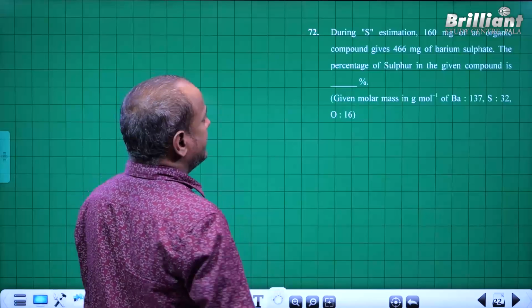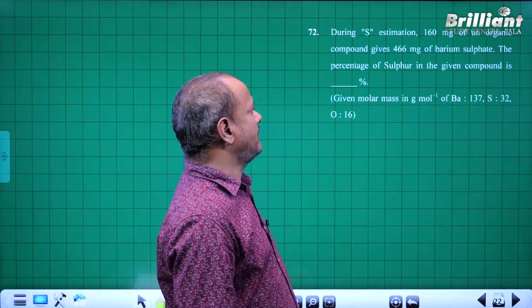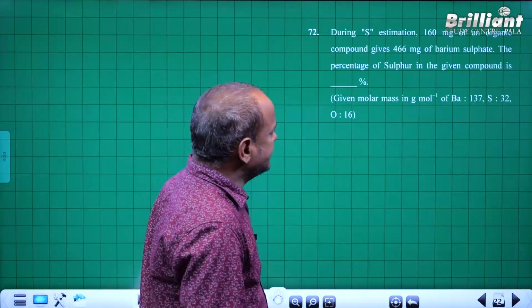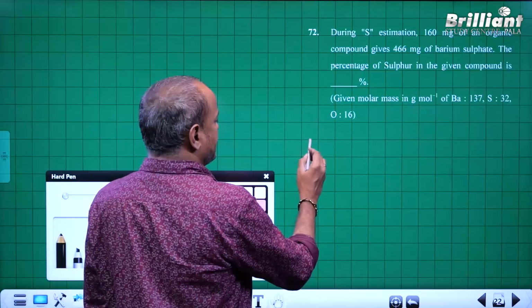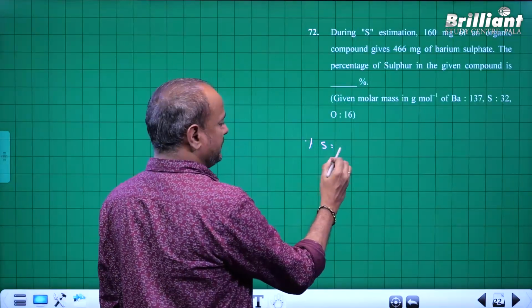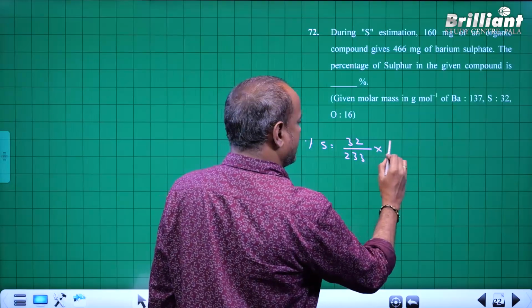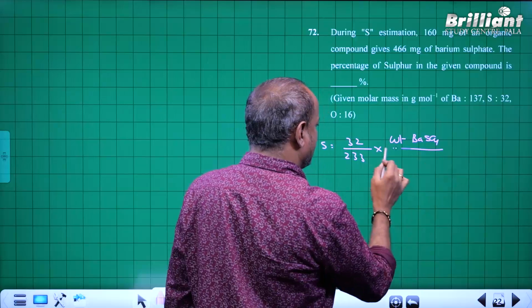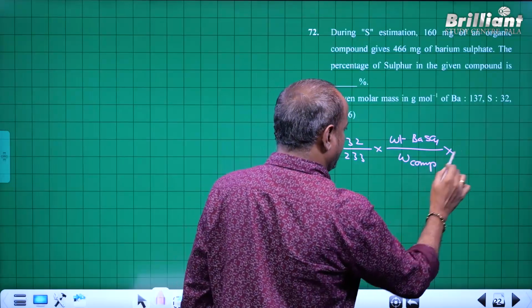Next, during sulfur estimation, 160 milligrams of organic compound gives 466 milligrams of barium sulfate. Find the percentage of sulfur. Direct formula of Carius method: percentage of sulfur equals 32 by 233 into mass of barium sulfate by mass of compound into 100.